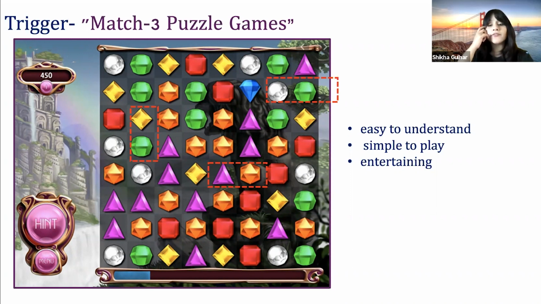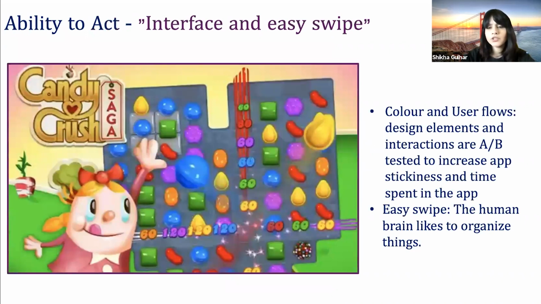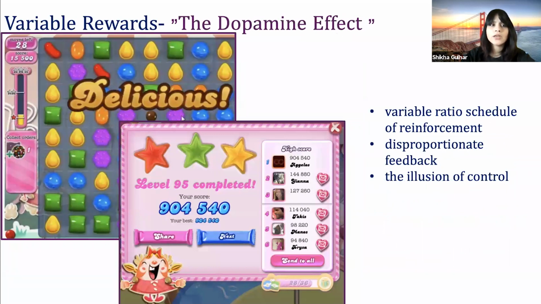Now, while that is a very strong trigger, we need to have an ability to act upon this trigger. So in reference to Candy Crush, their colorful and stunning user flows and design and easy swipe option make it super easy for a gamer to play this game from one level to another level. Now that you have a trigger and an ability to act upon that trigger, the next piece that is very important and ensures that there is habit formation is an ample amount of motivation. The motivation comes in the form of variable rewards, which actually induces a dopamine effect.